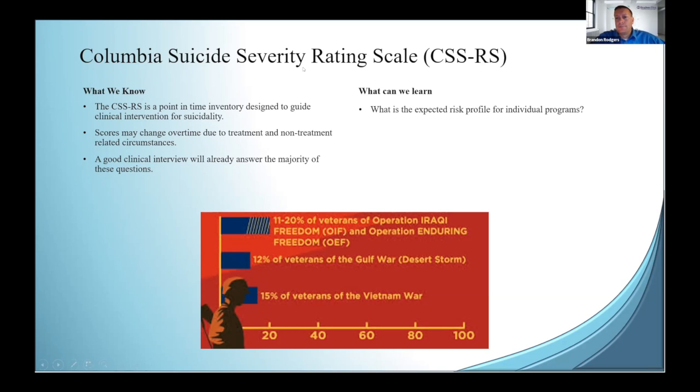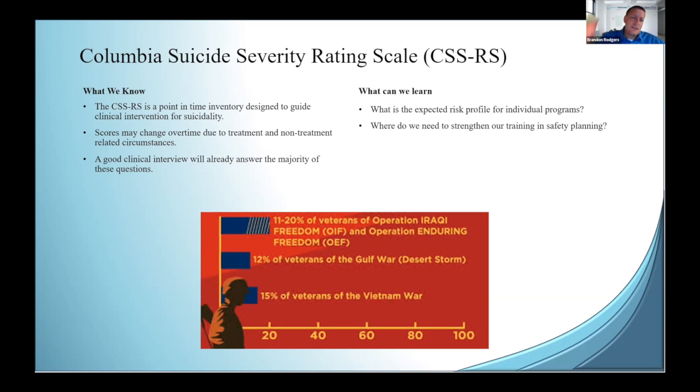So what can we learn? What's the expected risk profile for individuals in our program? So is it a different risk profile for people that are enrolled in mental health outpatient versus substance abuse outpatient? Is there a different risk profile for suicidality there, or is it similar? Where do we need to strengthen our training and safety planning?